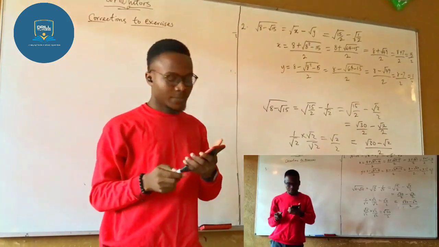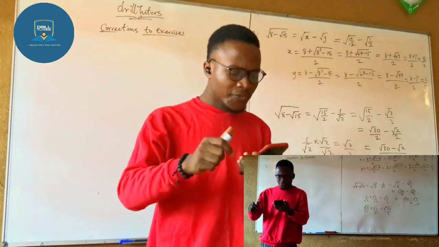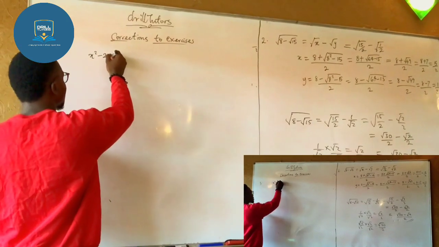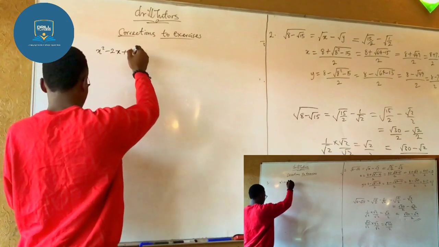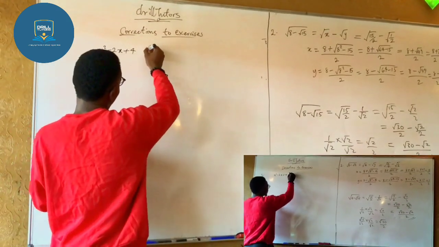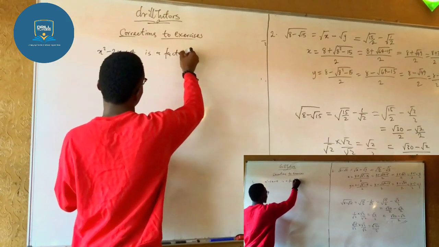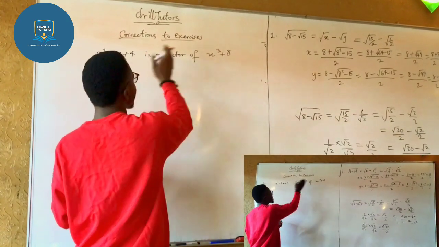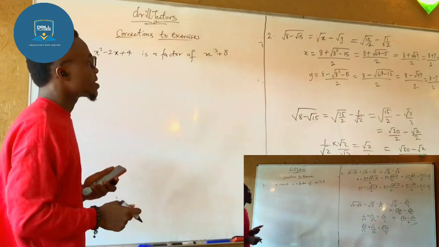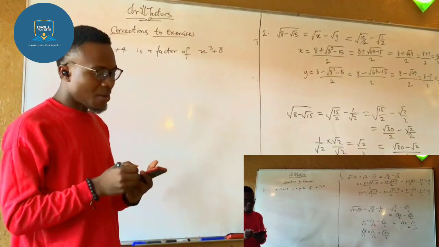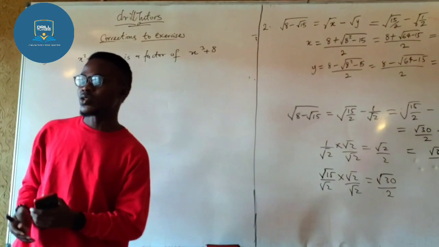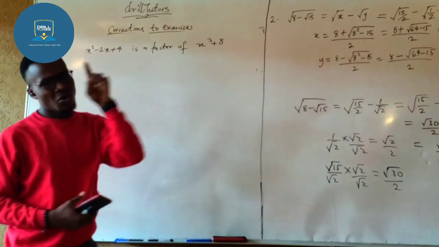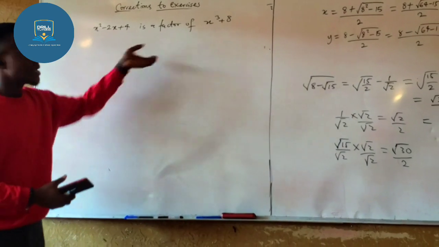Now, question 3. The third question says, prove that s squared minus 2s plus 4 is a factor of s cubed plus 8. So we want to prove that this is a factor of s cubed plus 8. You were taught the factor theorem and the remainder theorem. And we say that an expression is a factor of a polynomial on the condition that the remainder is 0.